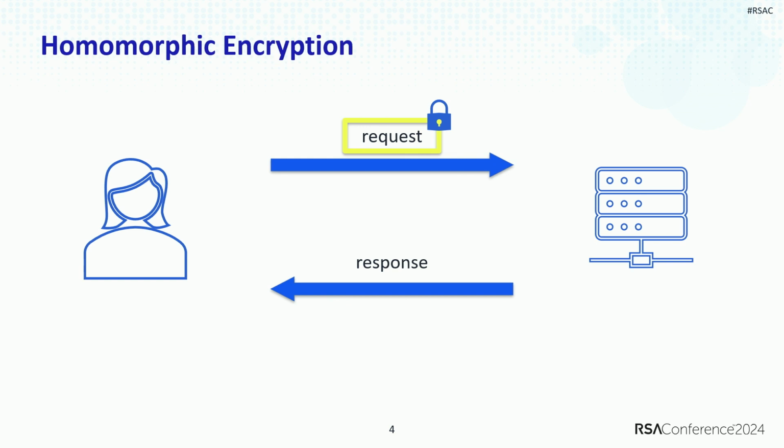But can the server still use that data? Well, if we use homomorphic encryption, the magic is, yeah, they can. The server can compute on the request while it's in this encrypted state and send back an encrypted response. And it's encrypted with a key that only the client knows. This is great, right? It's not quite this easy, but it's close enough for today.